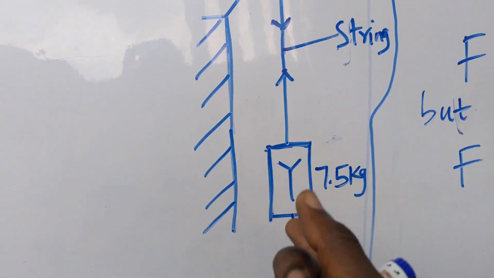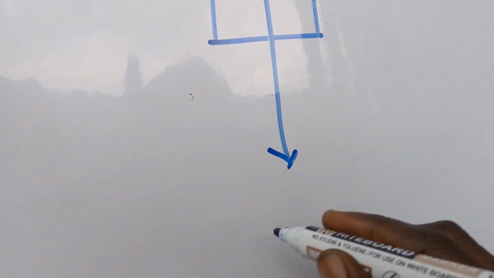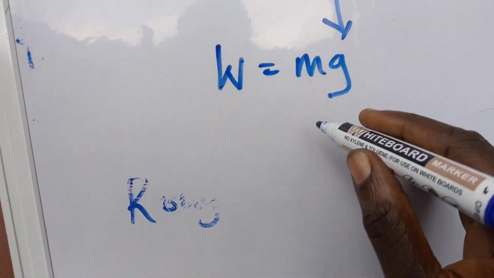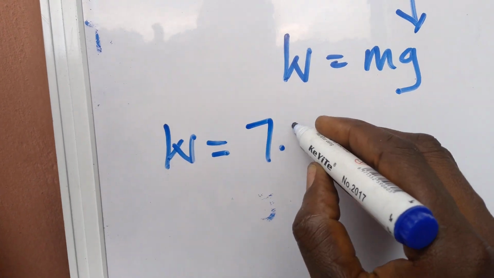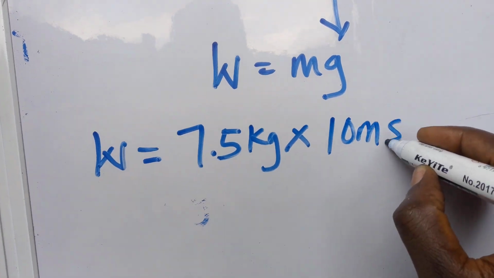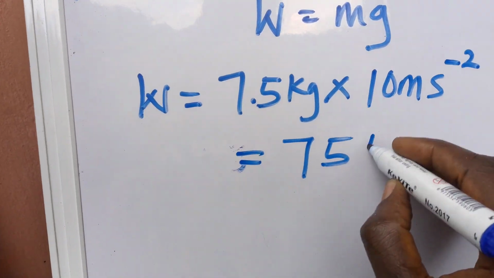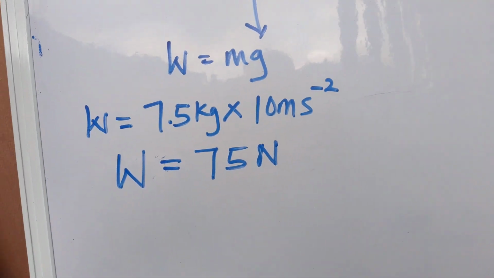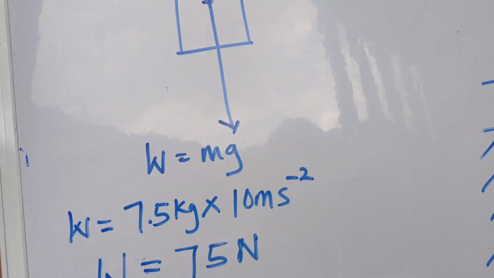Now look at the weight, acting vertically downwards. You have W equals mg. So the weight W equals 7.5 kilogram multiplied by 10 meters per second square. If I multiply this, I'm having 75 Newton. So the weight of block Y is 75 Newton.